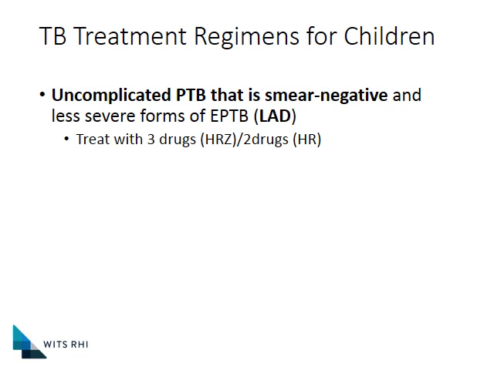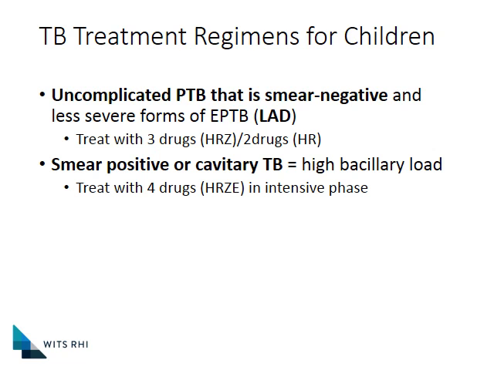So let's look a little bit more at these different levels of TB that we have in children. In adults, all adults will get 4 drugs in the initiation phase. But in children, we differentiate between uncomplicated and complicated TB. Uncomplicated, we usually expect to be smear negative TB and your less severe forms of extrapulmonary TB, particularly that lymphadenopathy that I mentioned earlier. We treat those with 3 drugs, INH, rifampicin, and PZA for their initial phase, and then 2 drugs, just the rifampicin and INH, in the continuation phase.